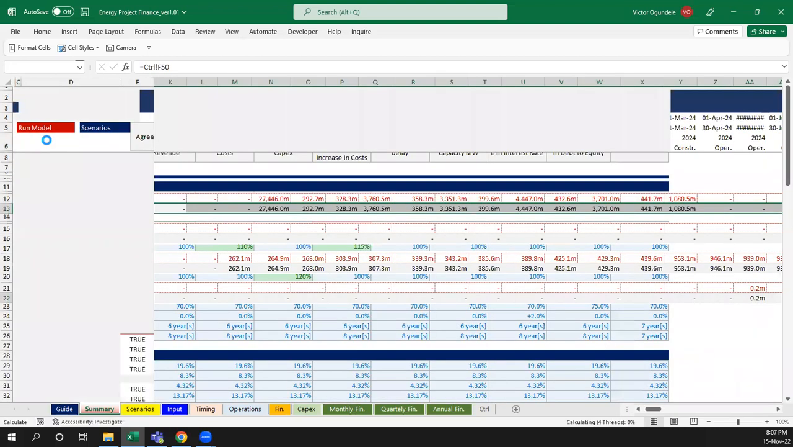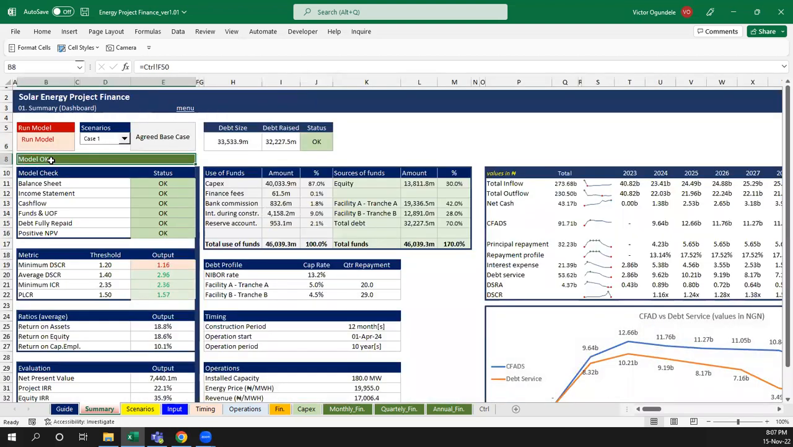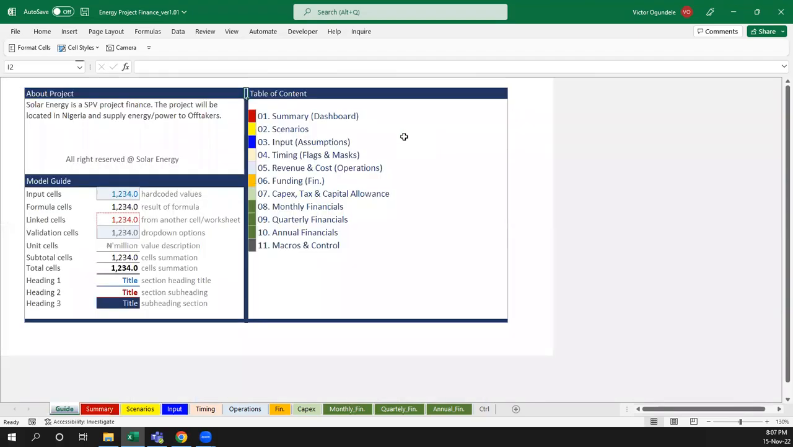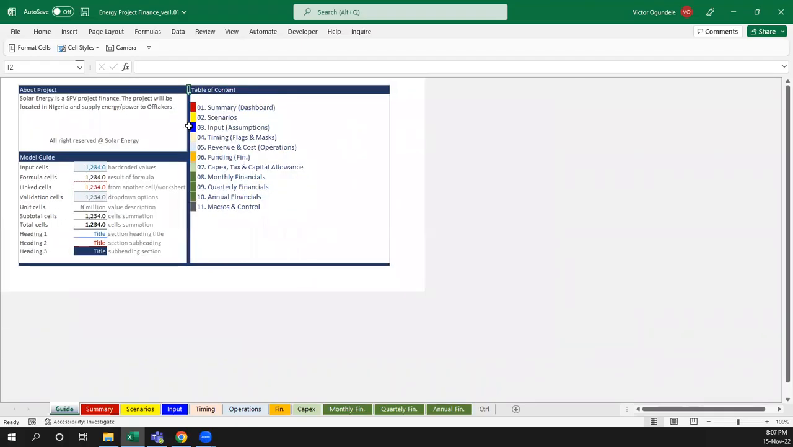So let me run the macro. You just click on this one, so it gives us back to our okay where we started from. So this is how to make use of this model, well simplified and easy to understand.